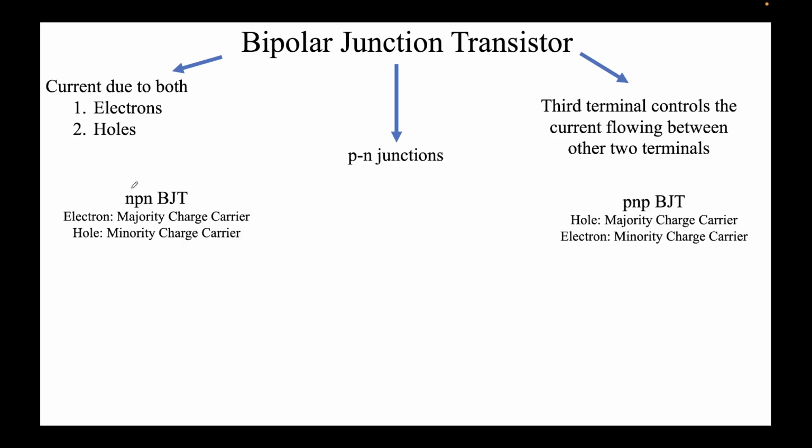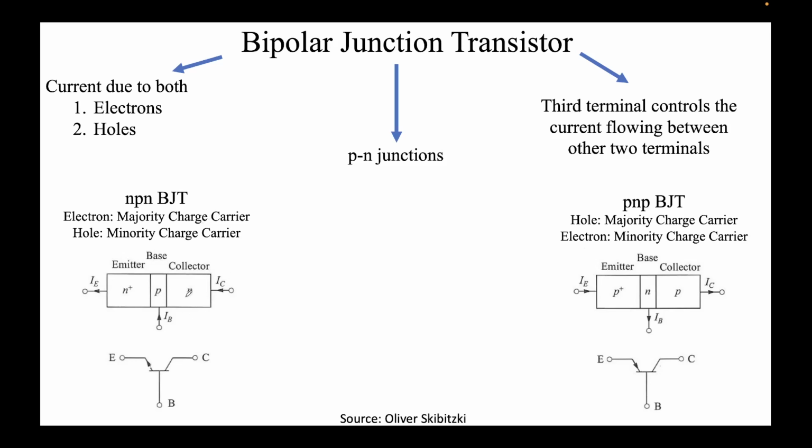There are two flavors depending on how you arrange the PN junctions. One is NPN BJT and the other is PNP BJT. We'll focus only on NPN BJT for the sake of simplicity. In this NPN BJT, electron is the majority charge carrier and hole is the minority charge carrier. Note again, electron and hole both will contribute to the current.